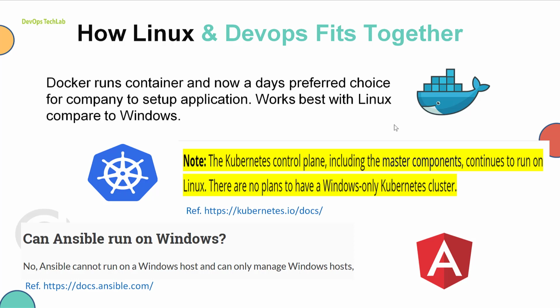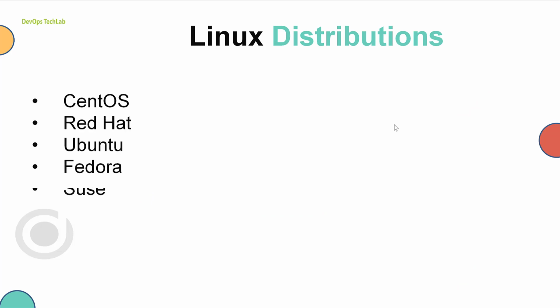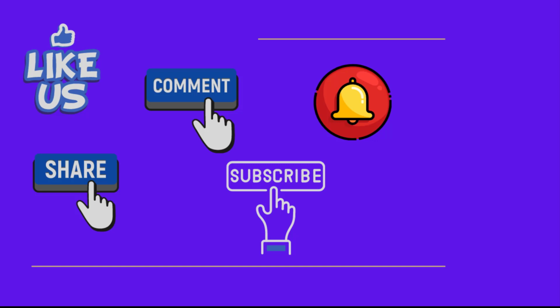Let's talk about Linux distributions. There are various famous distributions of Linux available in the market like CentOS, Red Hat, Ubuntu, Fedora, SUSE, Oracle Linux, etc. The best part is, if you know how to work on one Linux distribution, you can easily work on another Linux distribution. I am sure this session is helpful for you to understand why Linux is a required skill if you are in the IT industry.